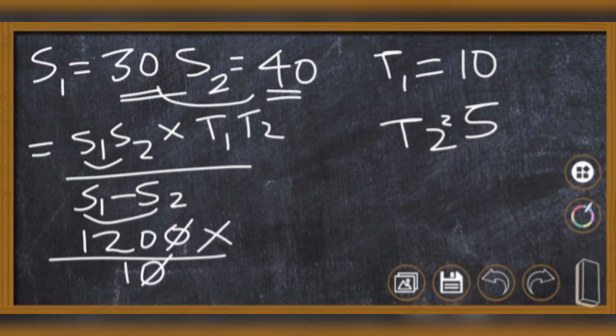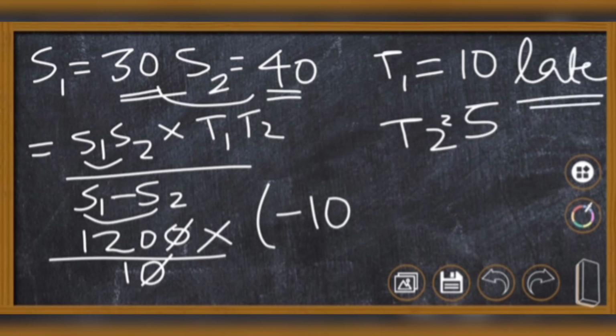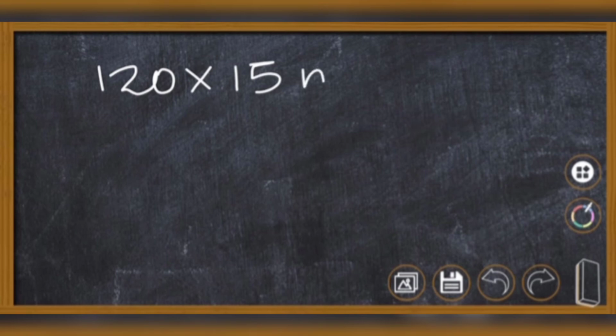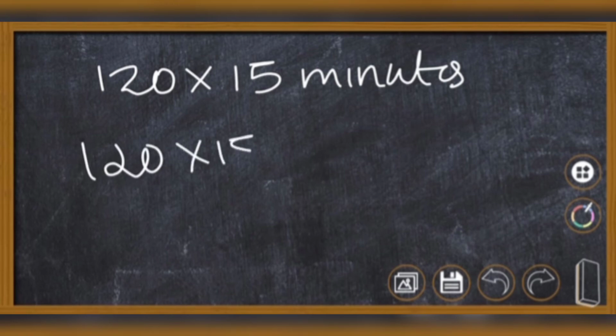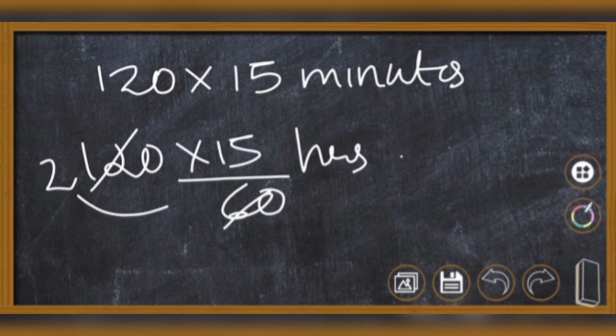And what about T1 minus T2? What is T1 minus T2? 10 minus minus 5, because he is early by 5 minutes. Minus minus 5 gives you 15. So 120 into 15 minutes. Okay, 15 minutes. Now 120 into 15 by 60 hours. Okay, we have to convert it into hours. So 60 and 120 get cancelled by 2, then 15 into 2 gives you 30 km. Okay, so the distance is 30 km.